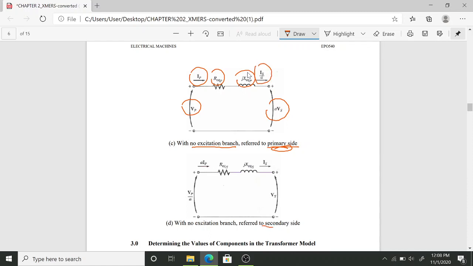Next, refer to the secondary side. VP you divide by A, IP you times A, VS maintained, IS maintained. Alright.